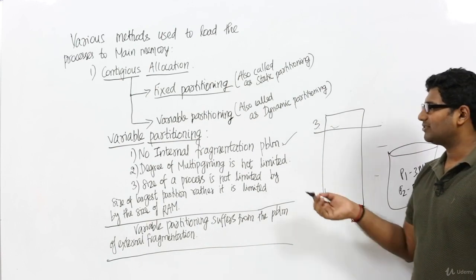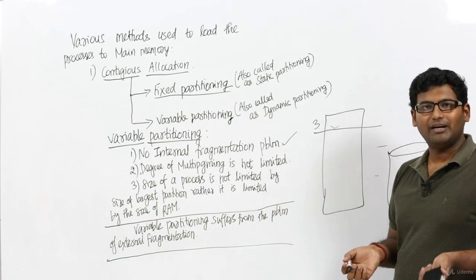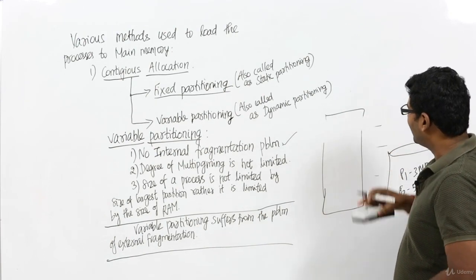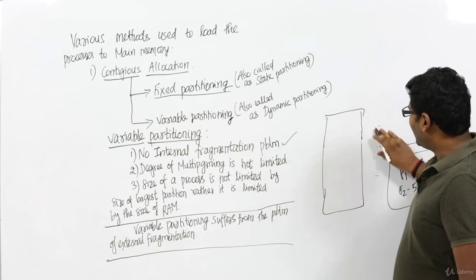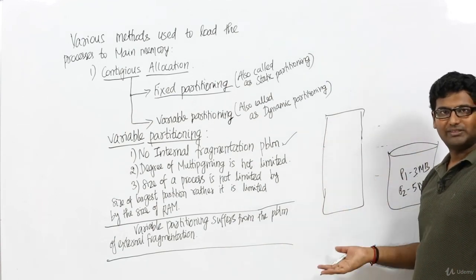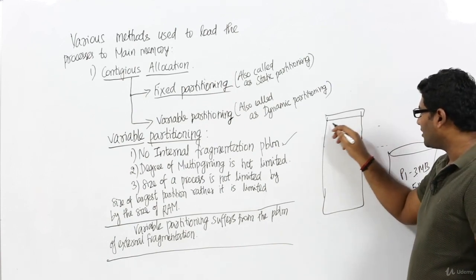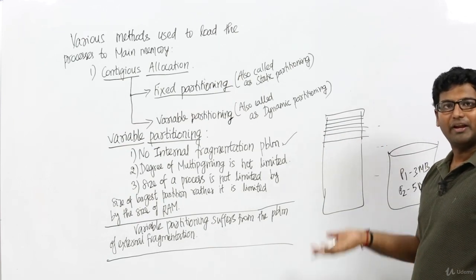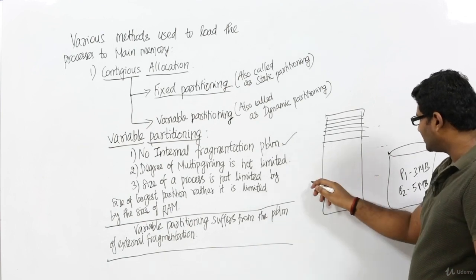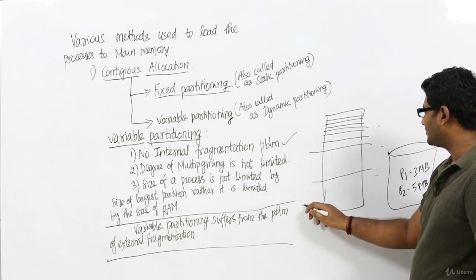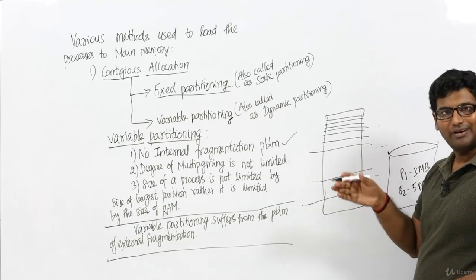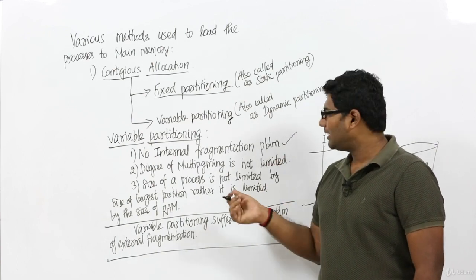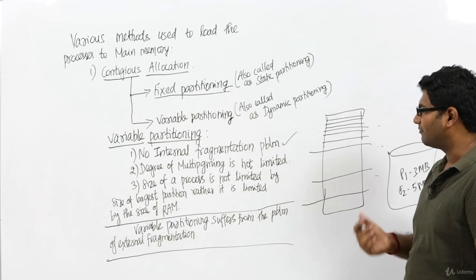Also, the degree of multiprogramming is not limited. In fixed partitioning, the degree of multiprogramming is equal to the number of partitions. But here it is not limited, because if very small processes are accommodated, we can place more processes, and so our degree of multiprogramming will become very high. If the size of a process is extremely big, then the degree of multiprogramming will decrease. So it is not limited by the number of partitions. It really depends on the size of the process.